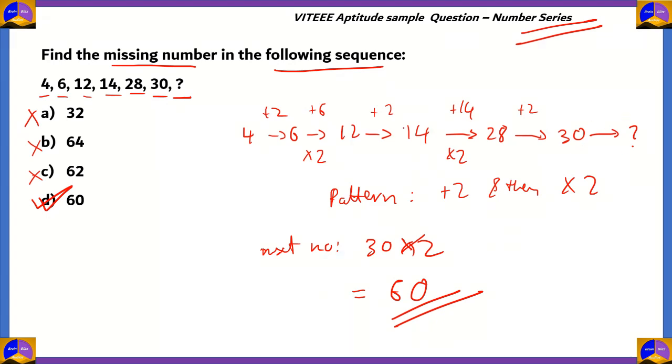So the odd turns are plus 2, and the even turns are multiplied by 2. First turn is plus 2, third turn is plus 2, fifth turn is plus 2, and so on. Second turn is multiplied by 2, fourth turn is multiplied by 2, so therefore the sixth turn had to be multiplied by 2. So therefore option D, 60, is the correct option.